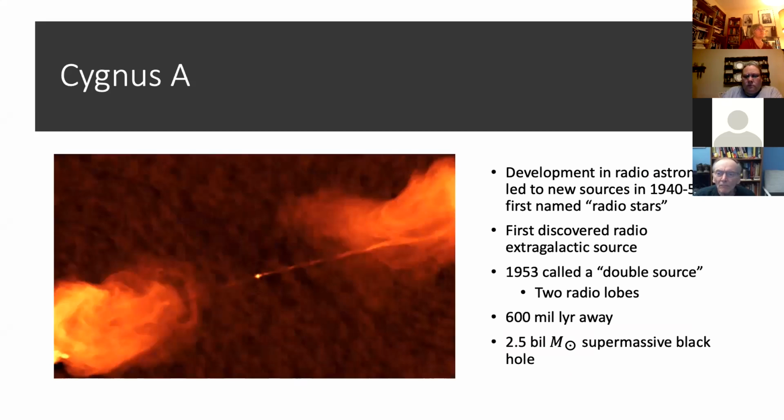Yes, that is a great question. What matter comprises these lobes? Mostly electrons, all charged particles, basically. These lobes are due to charged particles moving near the speed of light, typically from something called synchrotron radiation, which I'll get into a little bit further on in the talk. But yes, it's cosmic rays, charged particles moving near the speed of light. Good question. Thank you.